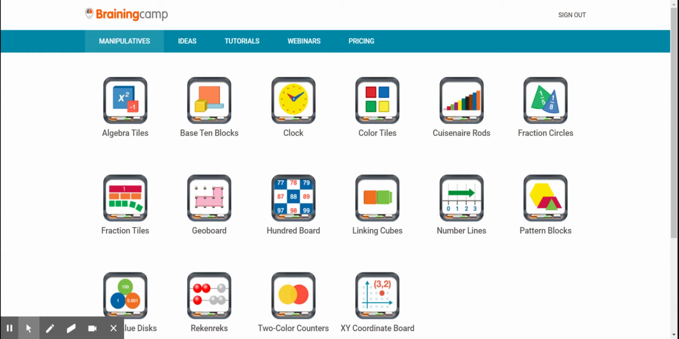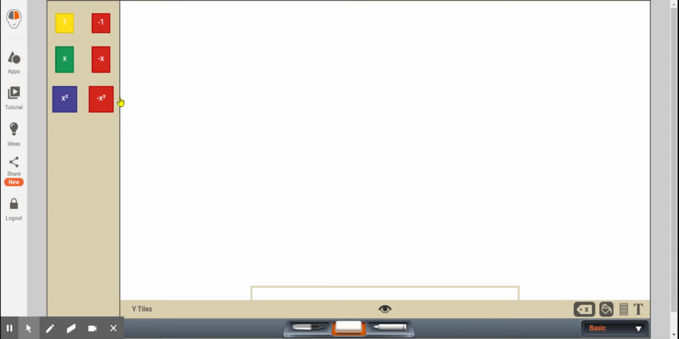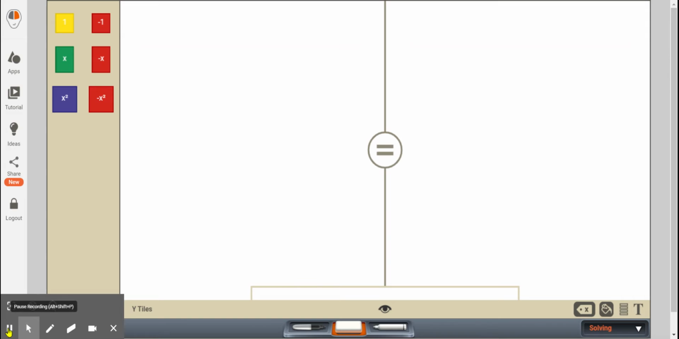Okay, once you get to the Brainy Camp Manipulatives website, go ahead and click on Algebra Tiles. After you click on Algebra Tiles, go down to the bottom right, and we're going to change it from Basic to Solving. And that's going to bring up an equation mat.